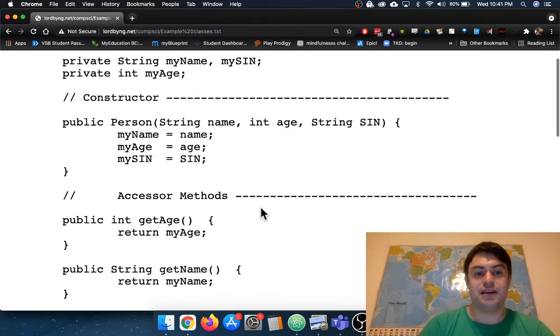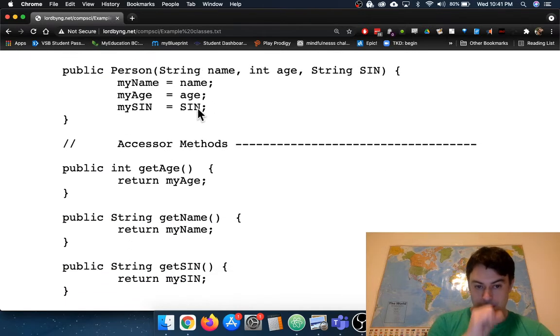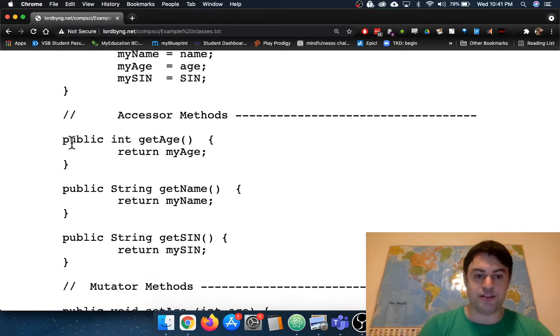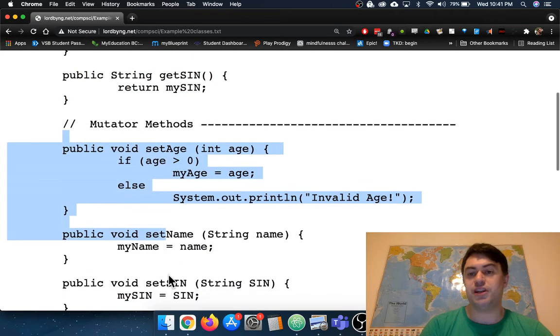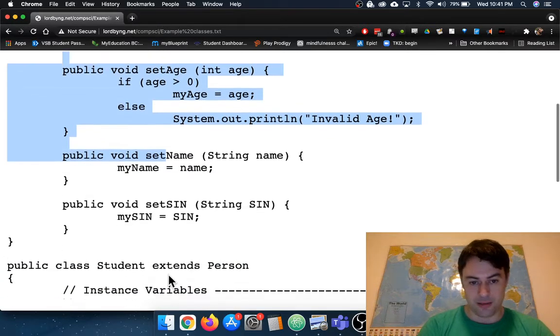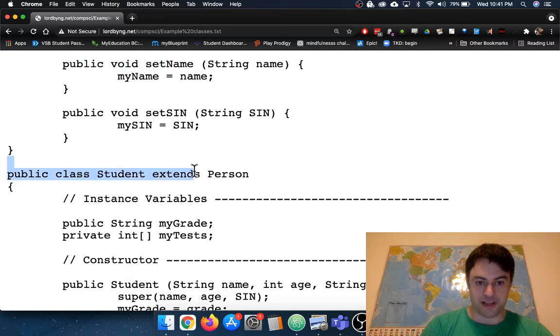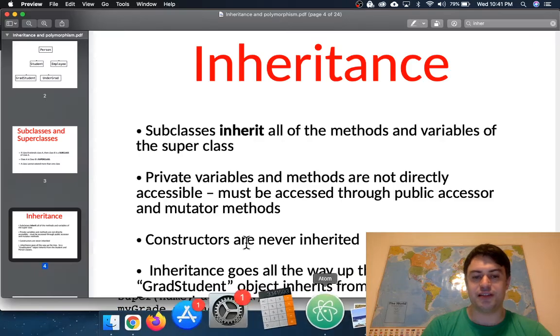A student class will also have private string my name and my SIN. It will also get private int my age. It also gets all these accessor methods for accessing them, and all these mutator methods for changing them. It inherits all of those instance variables and methods when you extend person. And let me just go back to the slideshow here.